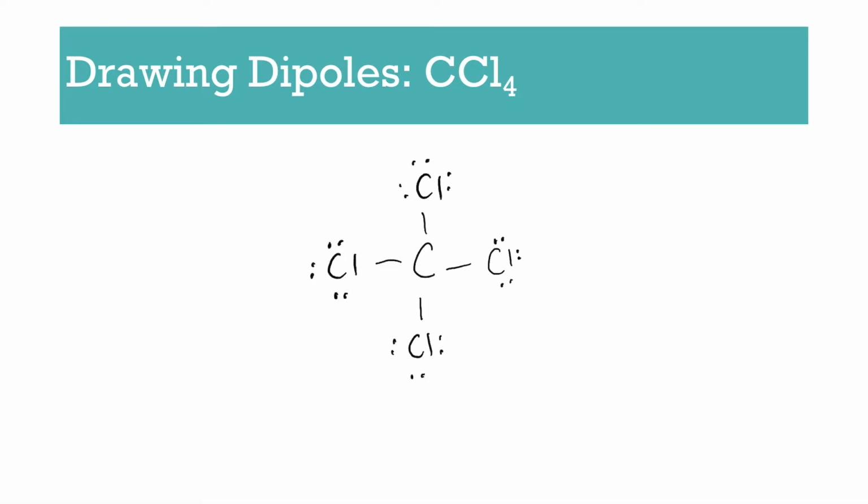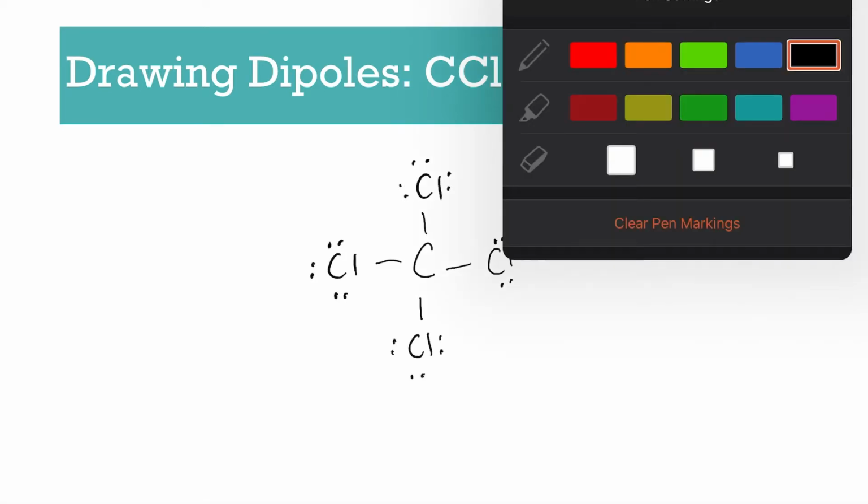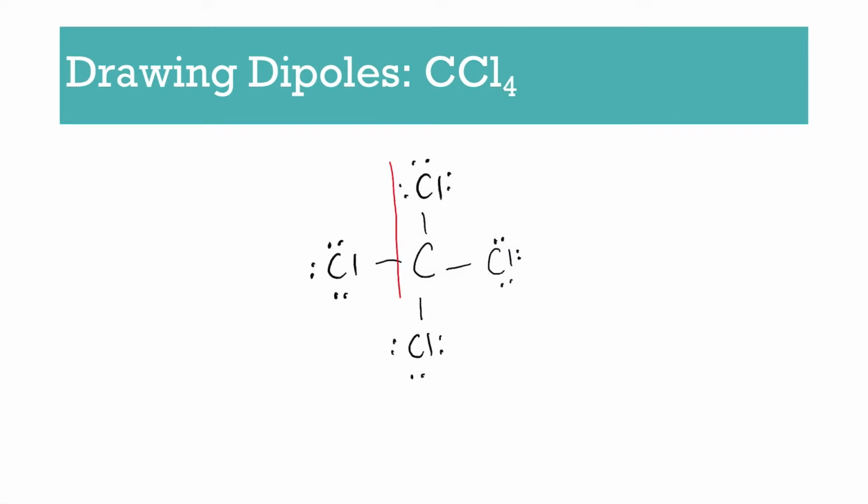So now we have 4 different bonds here. We have to assign 4 different dipoles. So let's look at this one first. Cl and C. So of this pair, chlorine will be that delta negative, carbon will be that delta positive. This arrow will go towards Cl.